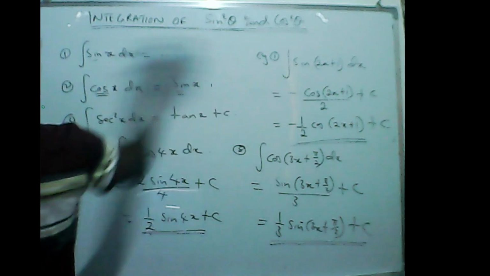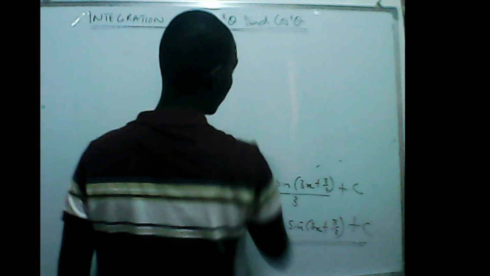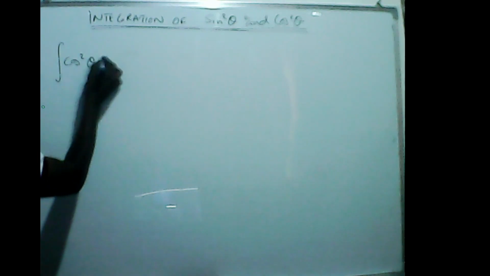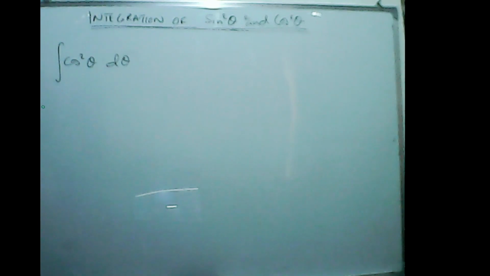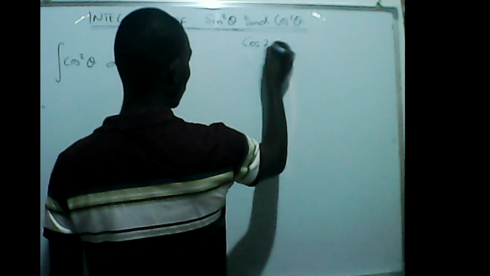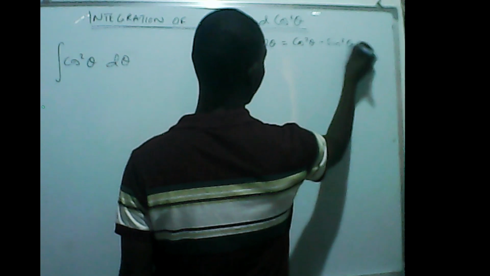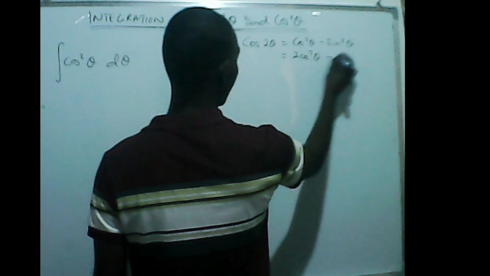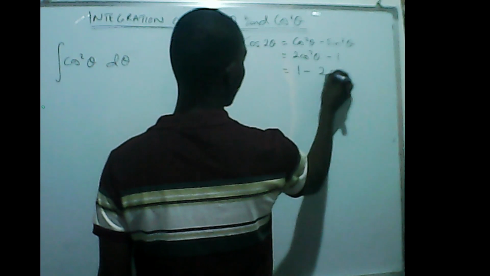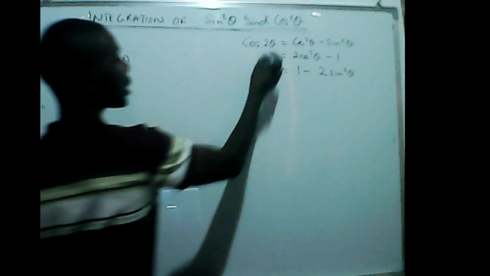Let's say we want to integrate cos squared theta d theta. In this case, we recall the identity for cos, the double angle formula. Cos 2 theta is given by cos squared theta minus sine squared theta, then 2 cos squared theta minus 1, then 1 minus 2 sine squared theta. So whenever we want to integrate cos squared theta, we use this identity.